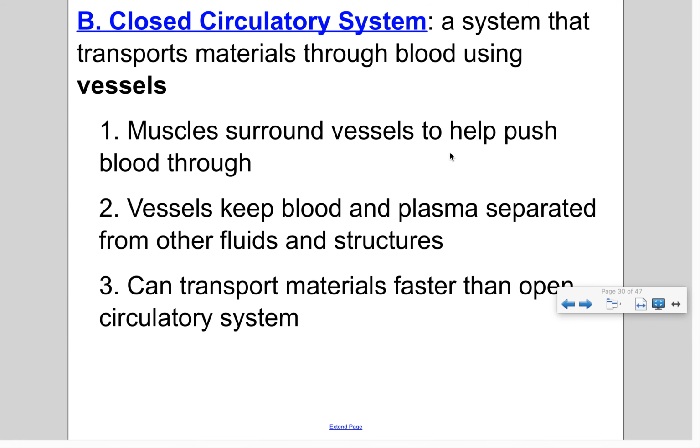Closed circulatory systems mean that the fluids or materials travel through blood vessels. Insects do not have blood vessels, but like us, frogs do, humans do. We have muscles that surround vessels to help push blood through, but we also tend to have an organ that helps push that blood through, aka the heart. The blood vessels keep blood as well as plasma separated from other fluids and structures, and we can transport materials a lot faster through these blood vessels than in an open circulatory system where it just pools in a certain area.